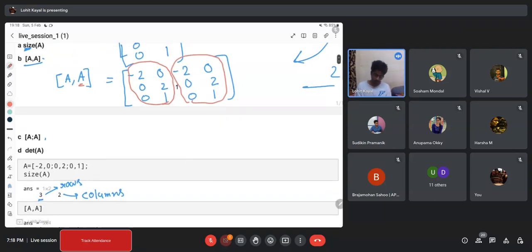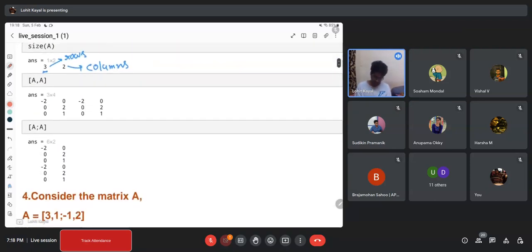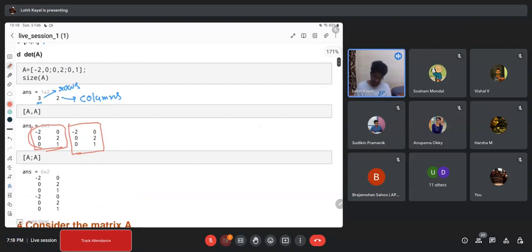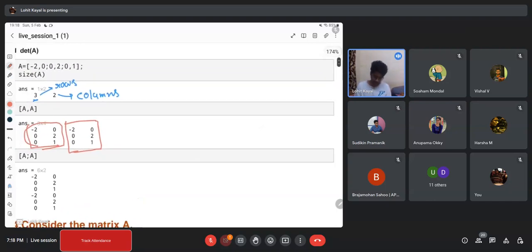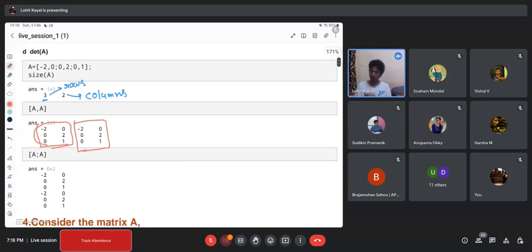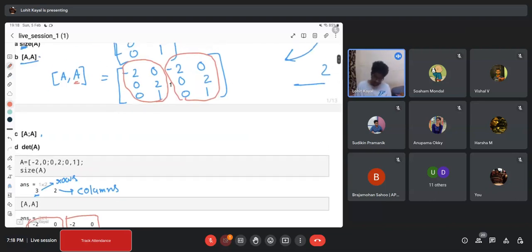If you just try it in MATLAB, I have already shown here. This is A comma A, and you will get this result: minus 2, 0, 0, 2, 0, 1. As I have told, treat this as an element, and the next element, as it is comma separated, will appear at the next column. It will be again minus 2, 0, 0, 2, 0, 1. This is not the correct definition, but it helps you understand the intuition that a comma means column separation.